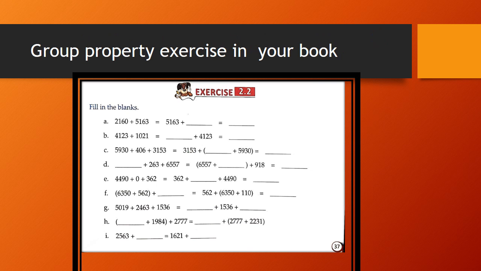Can you see your book exercise here? This is exercise 2.2, which is on the group property of addition. So you have to pause the video, dear children. Then you bring the book and solve it on your own until you reach question number I. Do not start the video. First of all, you solve the book exercise in your book on your own, and then start the video again to see the answers.